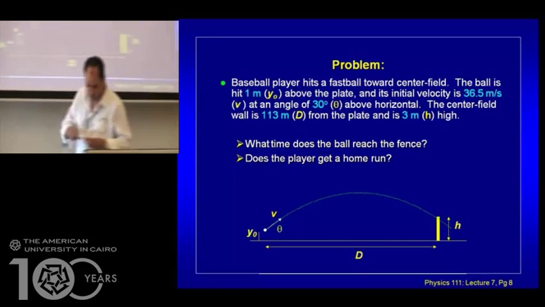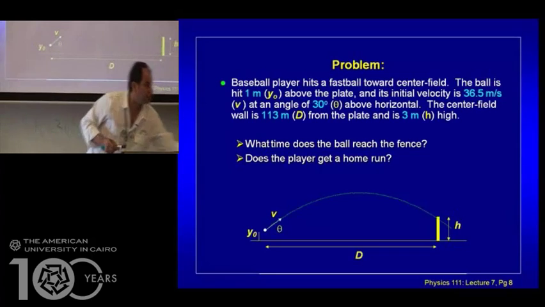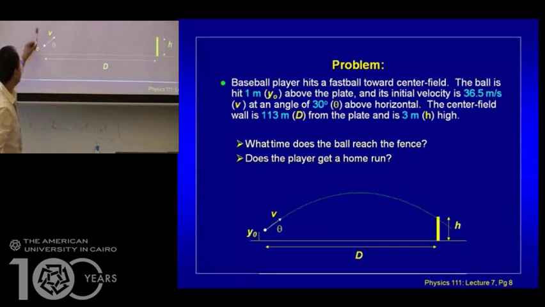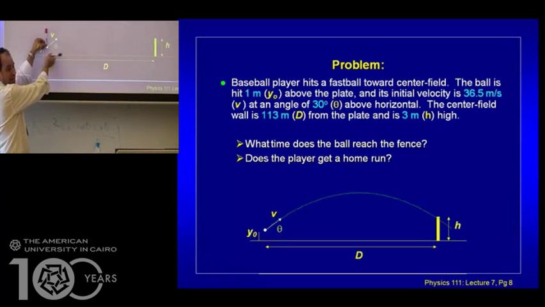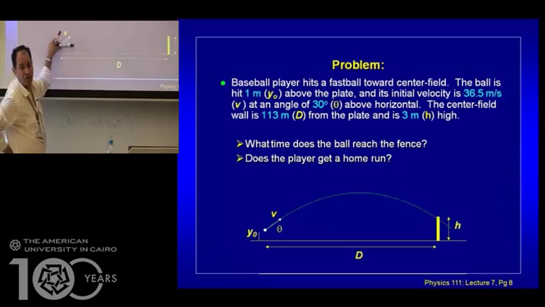Resolve that into 2 components. Resolve the 36.5. Resolve it into 2 components: a component along the x-axis and a component along the y-axis. The component along the x-axis would be v0 times cosine of that angle. So it's going to be v0 cosine 30.